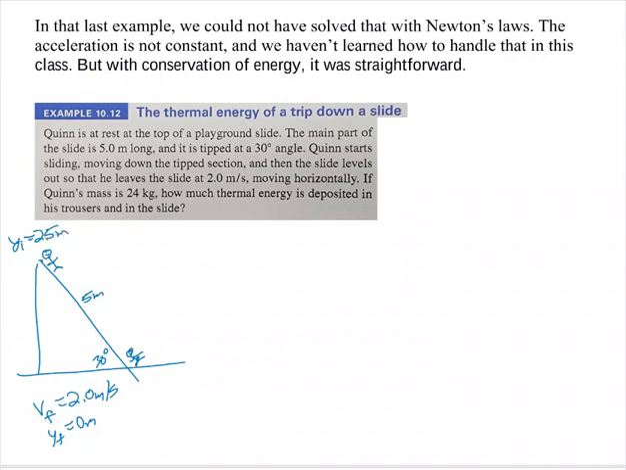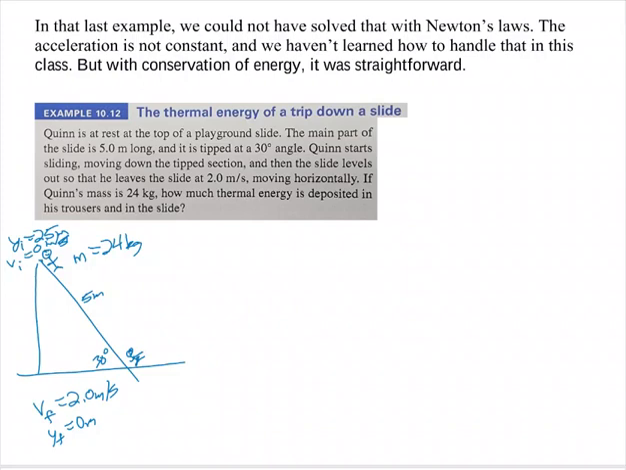And what else do we know up there? Velocity initial is 0 meters per second. Okay. And what else do we know? Mass is 24. Anything else? Nope. Okay, so what do we do?